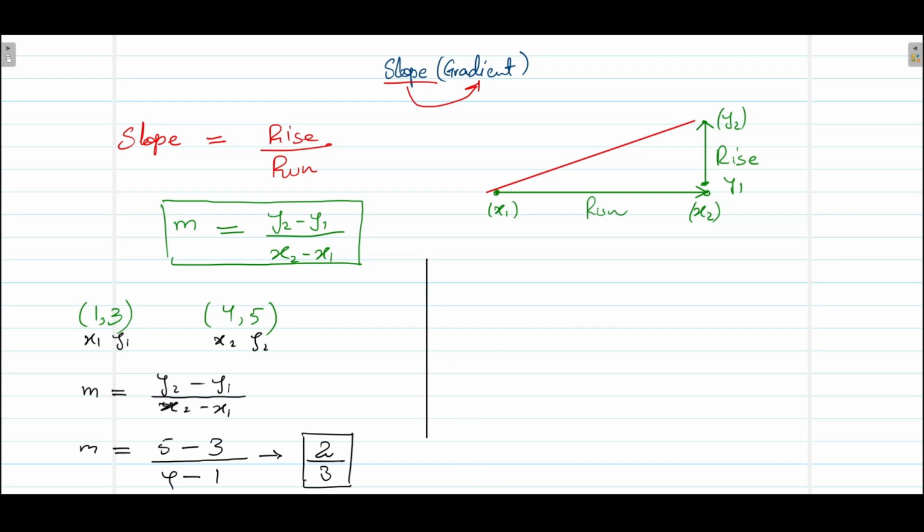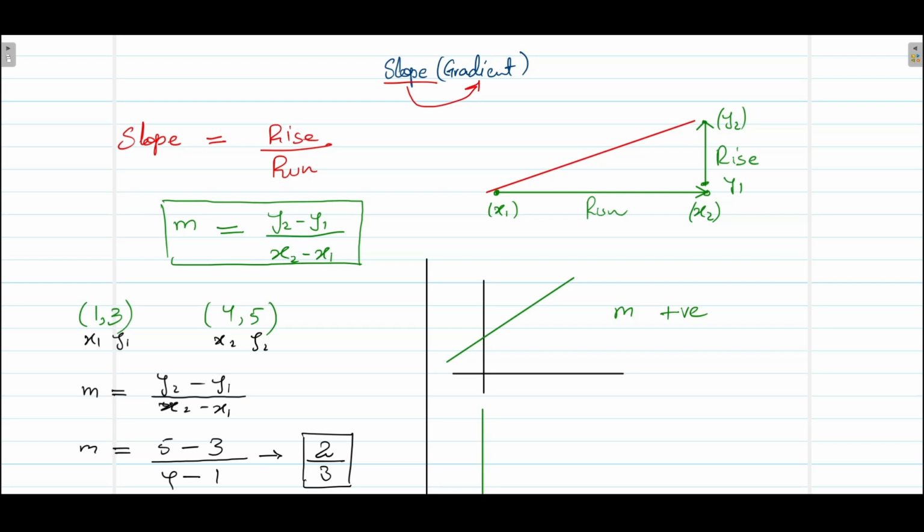Now, just to give you a general concept, and this is always the case. For instance, if I have a line in this direction, moving upward like this, always remember one thing: it will always have a positive slope.